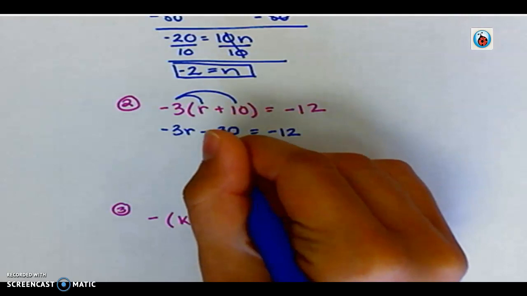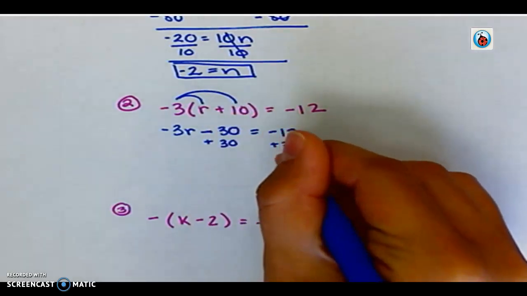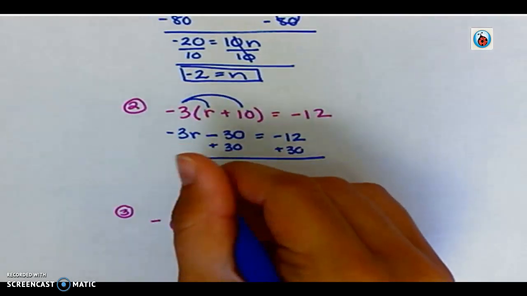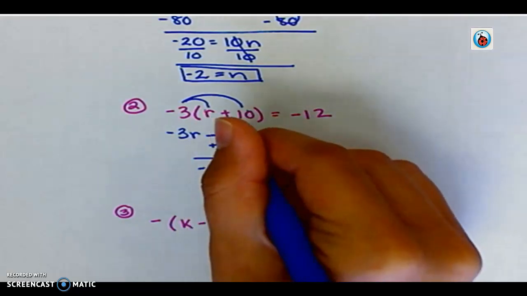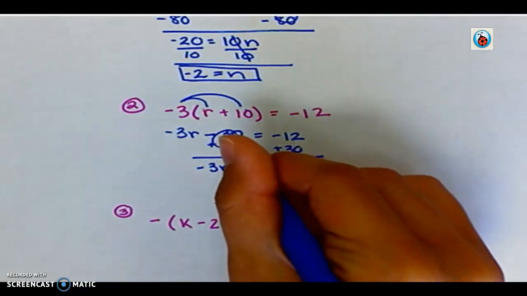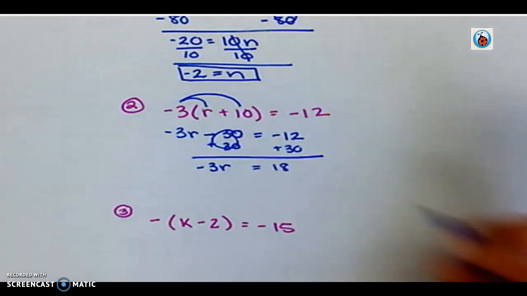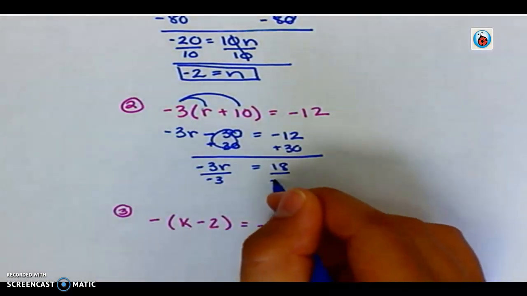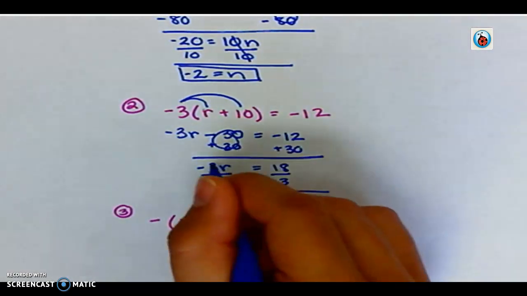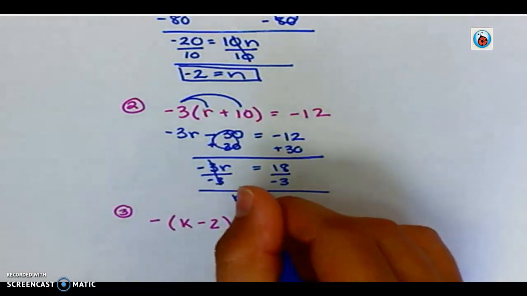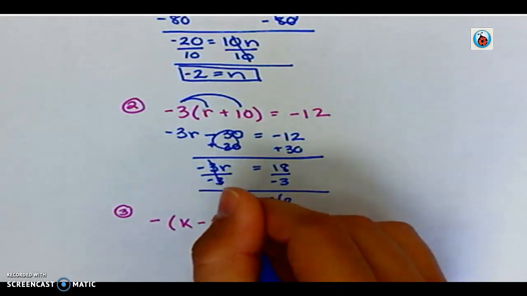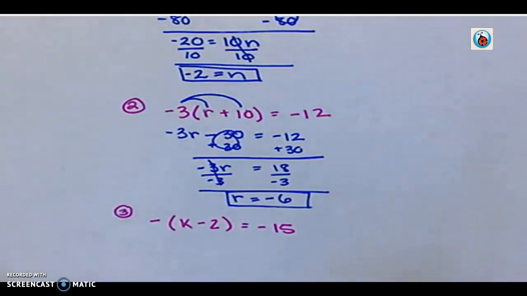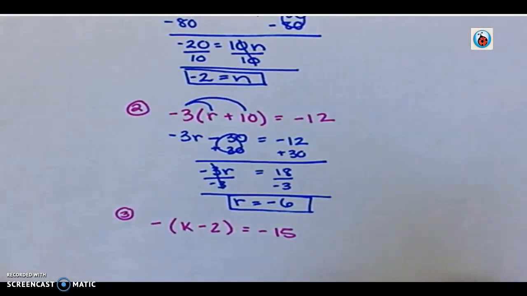Now I'm going to add 30 to both sides. I get negative 3r. Those become 0 equals 18. I want to divide by negative 3 on both sides, leaving me with r equals negative 6. And there's my final answer for that one.